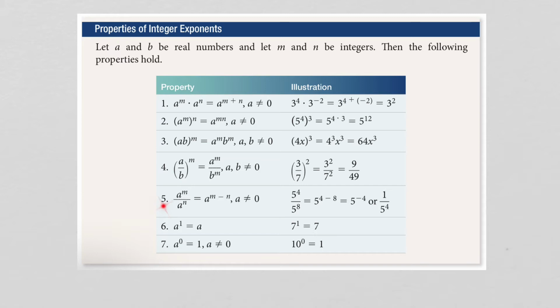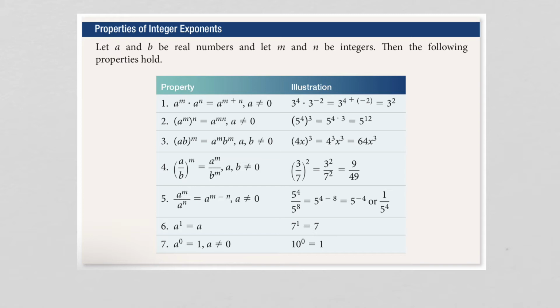And then the fifth property is a lot like the first property. If you have a to the m divided by a to the n, once again, we have the same base, so we can subtract the exponents. A to the 1 is a, and anything to the 0 power is 1, as long as you don't have 0 to the 0. And over here to the side, you have an illustration of some examples of these properties. And if you would like, go ahead and pause the video and take a look at those to make sure you understand what each property is saying.